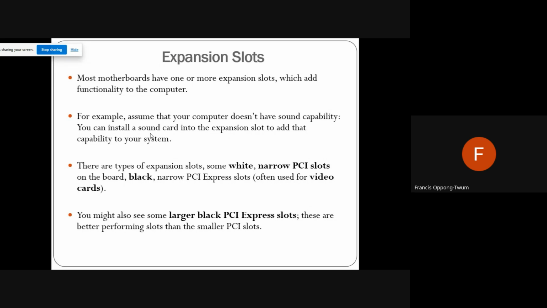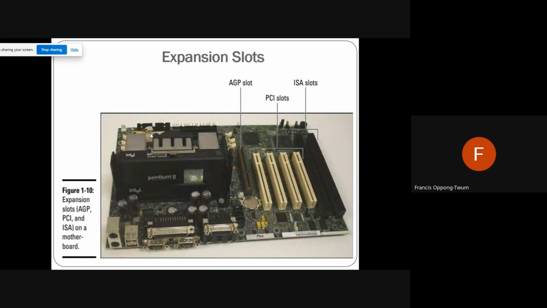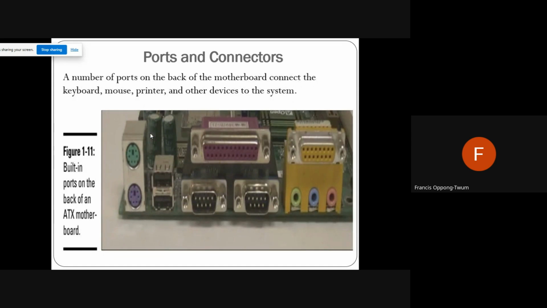So that's the expansion slot that you have. You can see from a typical motherboard like this one the expansion slots. You can add a lot of functionalities to your computer. Most laptop motherboards come with what we call expansion slots.